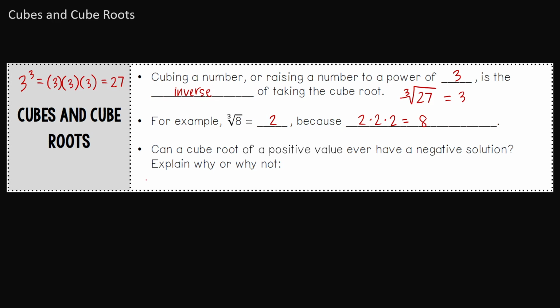Let's test this out. Let's say we have 8 cubed, 8 times 8 times 8. That's always going to be positive. If we have negative 8 cubed, that's going to be negative 8 times negative 8 times negative 8. Without even doing the math, I know that a negative number times a negative number is positive, and then we're going to multiply it by another negative number. So if you are cubing a negative number, the result will always be negative. If you're cubing a positive number, the result will always be positive.